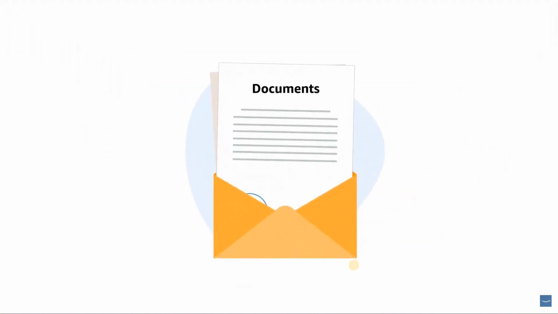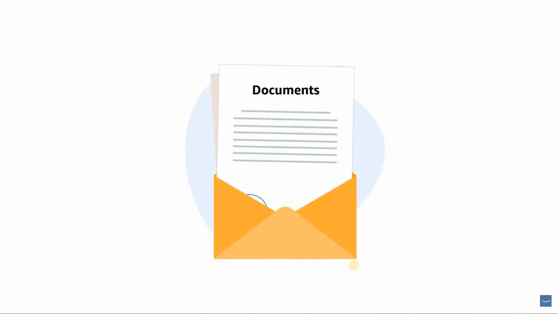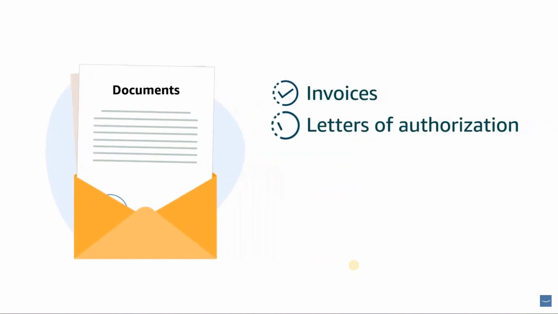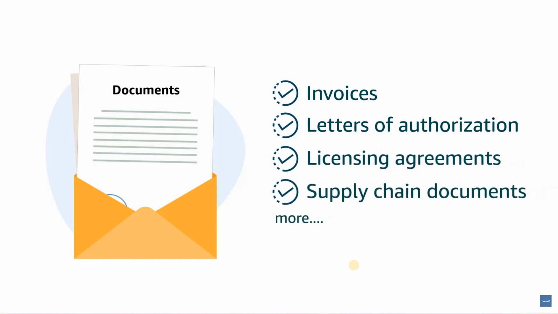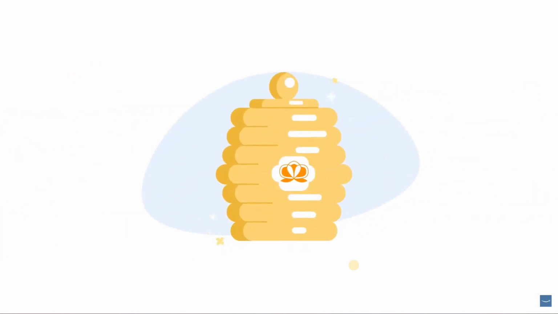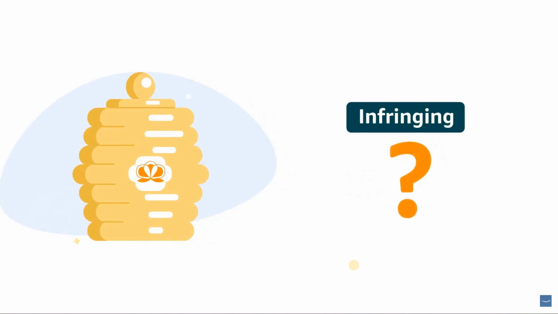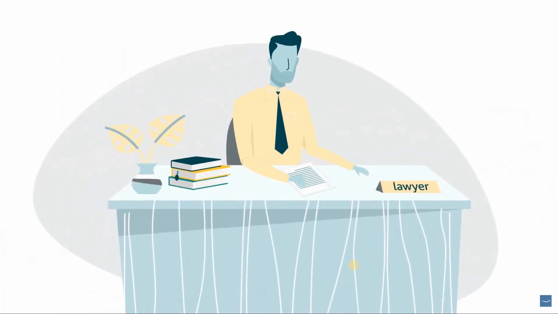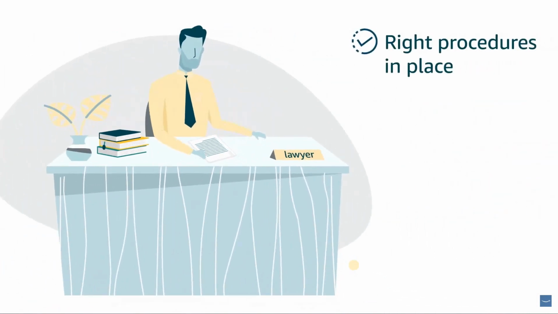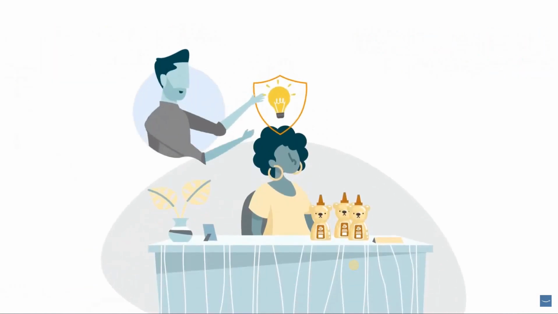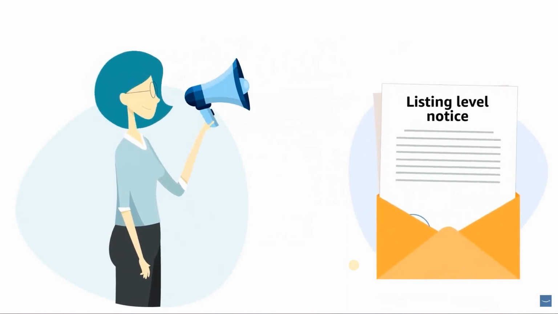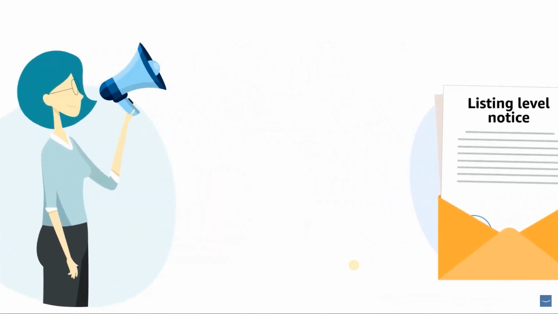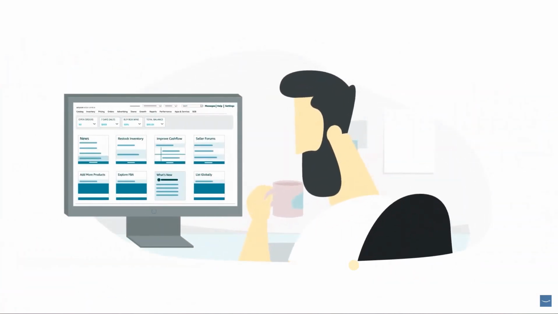7. Maintain relevant records and documentations for your products, including invoices, letters of authorization, licensing agreements, and any other supply chain documents. 8. If you are not sure whether your product may be infringing, consult an attorney for help to ensure you have the right procedures in place to prevent IP infringement. 9. Appeal or dispute any listing level notices of infringement whenever possible to avoid further action on your account.